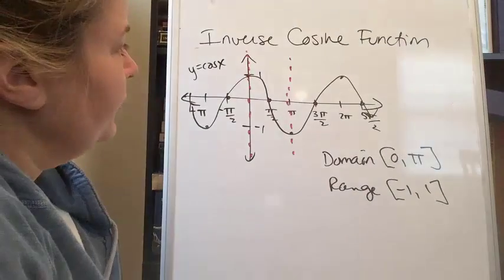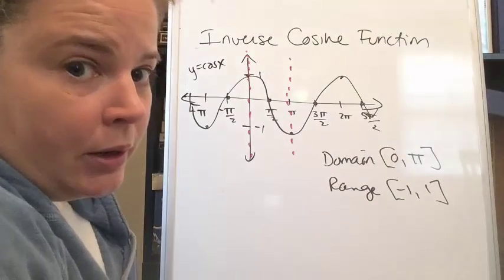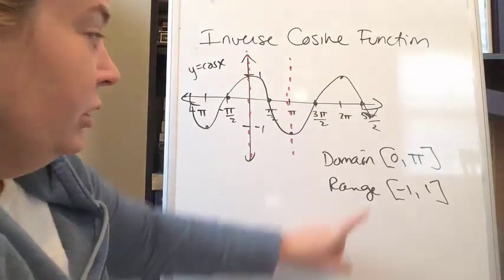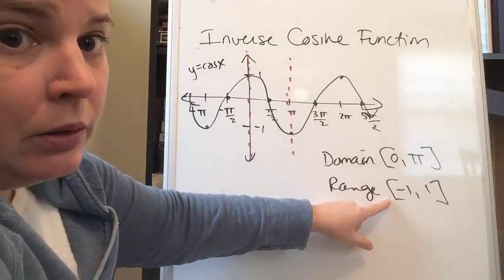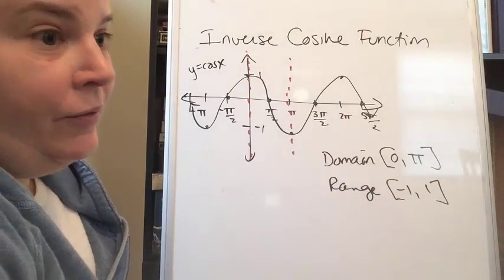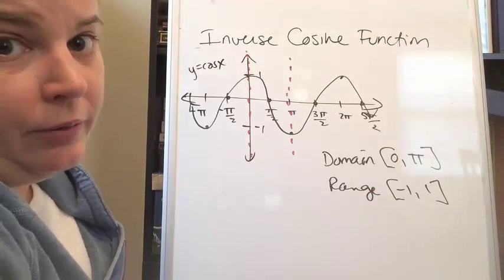So for cosine, we're going to restrict the domain of the function to be 0 to pi, and the range is still -1 to 1. So what does that mean? What about the inverse cosine function? What's its domain and range?